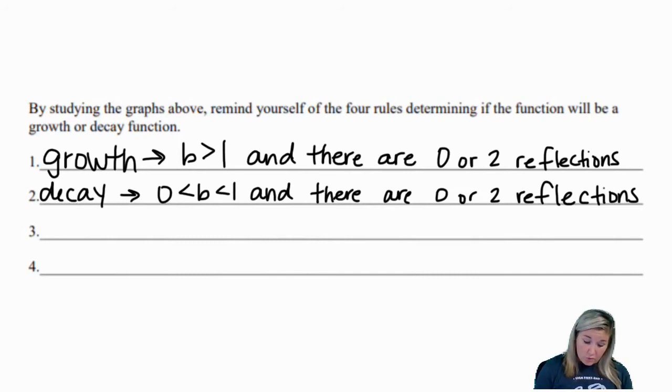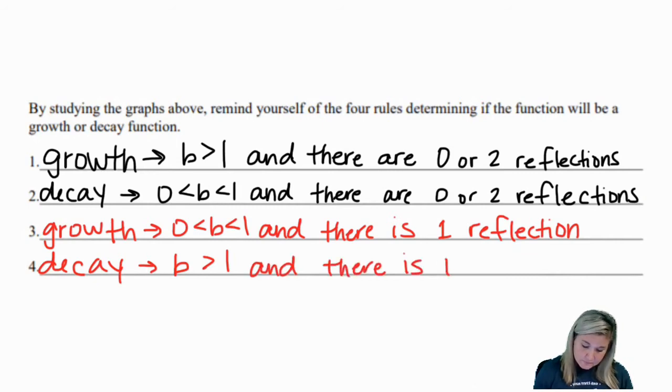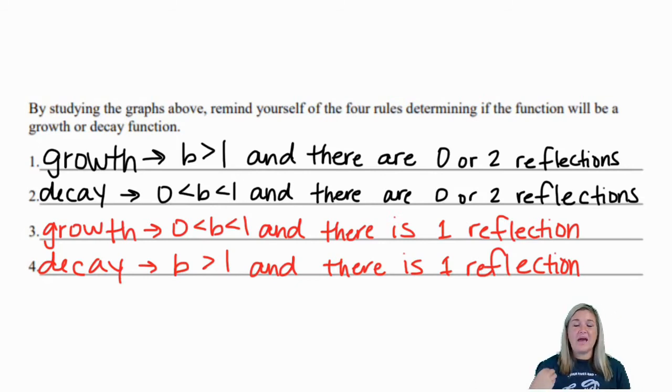All right, so for growth now, if b is between 0 and 1 and there is 1 reflection. And then again, looking at decay, if b is greater than 1, it's going to be decay, and there has to be 1 reflection to go there. So this just helps you get an idea of what these graphs are going to look like. Is it going to be a growth or is it going to be a decay there?